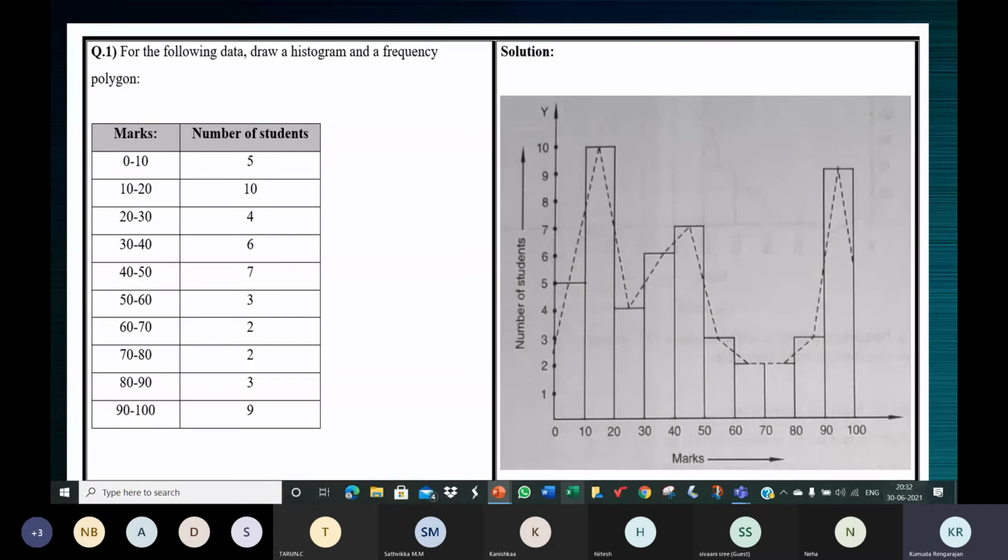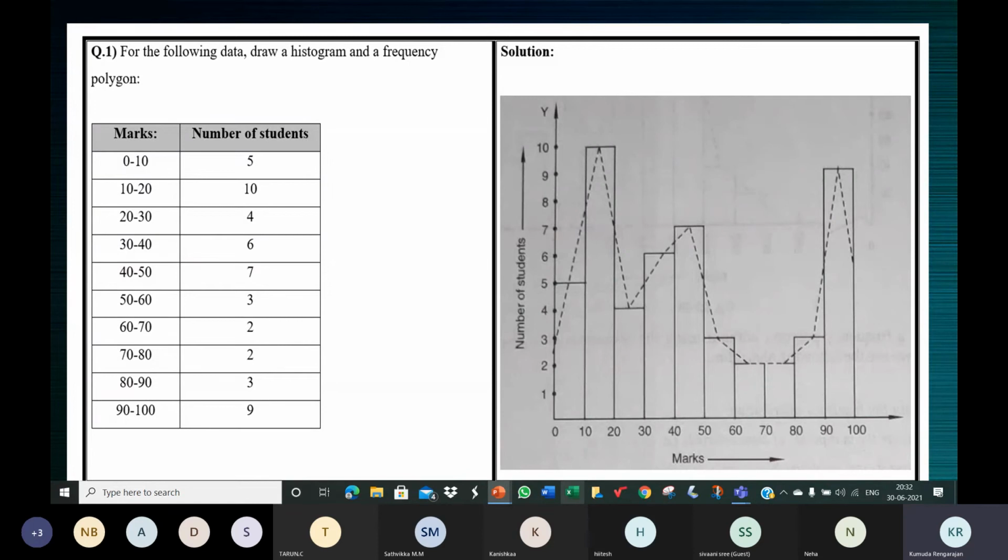So what you do is mark the next one, children. After 100, the next centimeter will be what? 110. Mark 110, children. If you've already finished your x-axis there, just rub it and see that you can mark the next centimeter as 110. After 100, show 110, all of you.